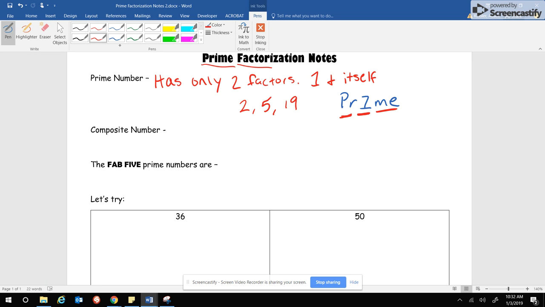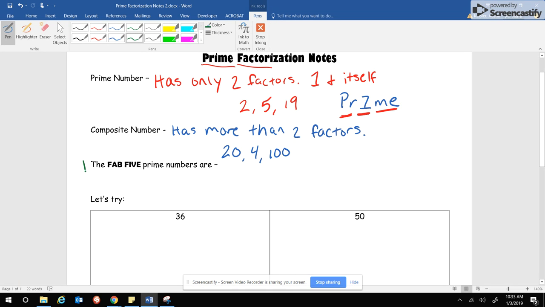A composite number is the exact opposite. It has more than 2 factors. So an example of that would be 20, because I could do 2 times 10, I could do 4 times 5, I could do 20 times 1. There's a lot of different options. 4 is composite, because I could do 2 times 2, and I could do 4 times 1. And another example is 100. 100's composite. There's a lot of different things I can multiply. 10 times 10, 100 times 1, 20 times 4. There's more than 2 factors.